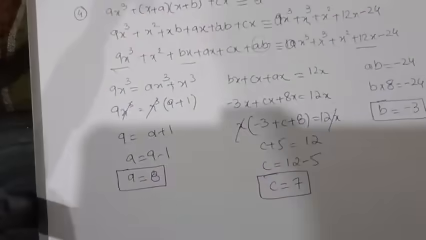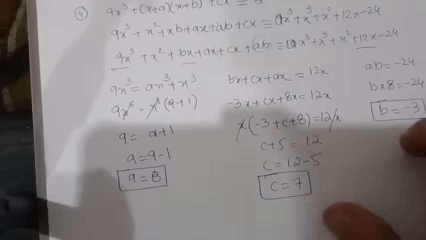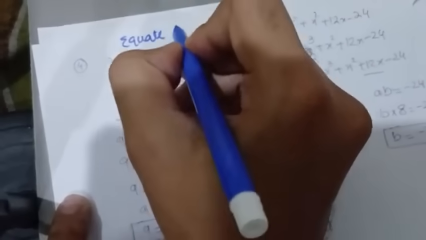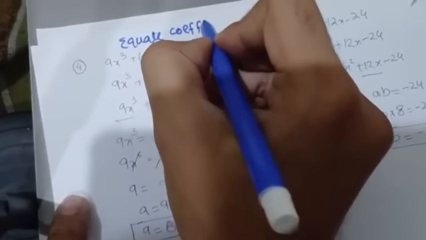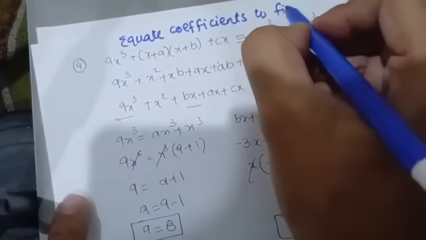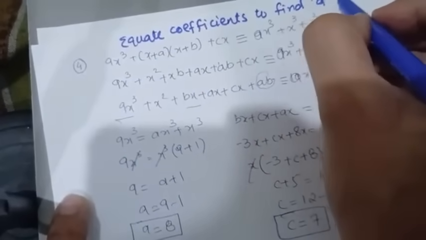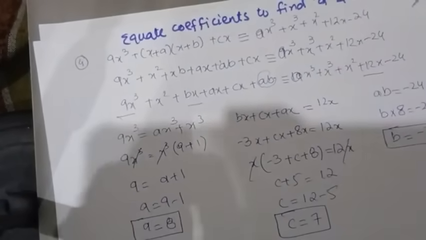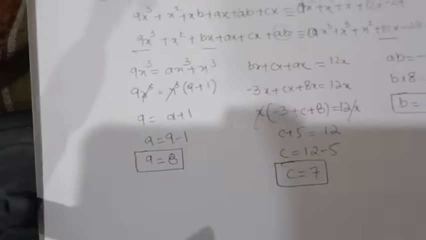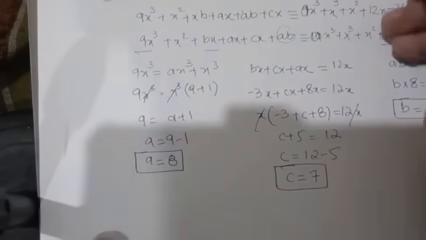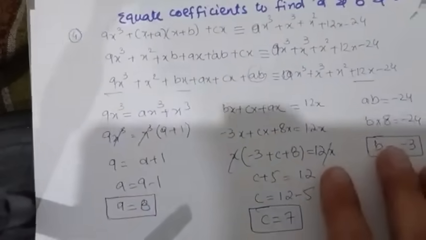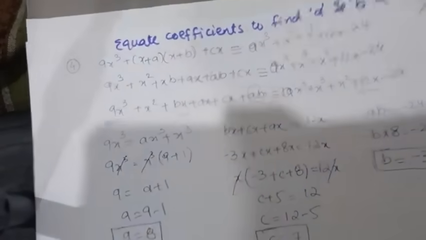So this is the way to calculate or equate coefficients on both sides of the equation to find values of a and b. We have solved 4 problems related to this, in which we have calculated the value of a, b and even c in some cases. So a, b and c is calculated in this way.